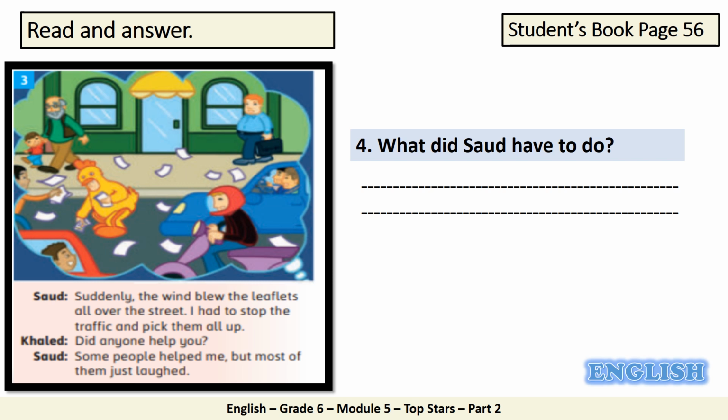Now let's answer question 4. What did Saud have to do? Read frame 3 and answer. Great! He had to stop the traffic and pick all the leaflets up.